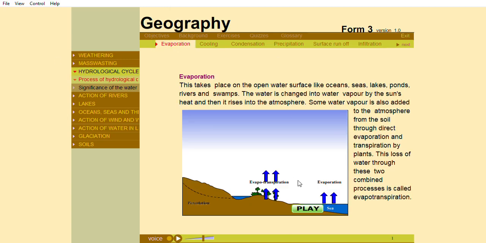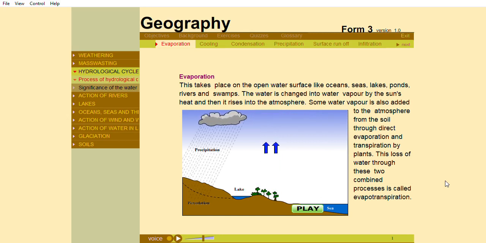Evaporation. This takes place on the open water surface like oceans, seas, lakes, ponds, rivers, and swamps. The water is changed into water vapor by the sun's heat and then it rises into the atmosphere. Some water vapor is also added to the atmosphere through direct evaporation from the soil and transpiration by plants. This loss of water through these two combined processes is called evapotranspiration.